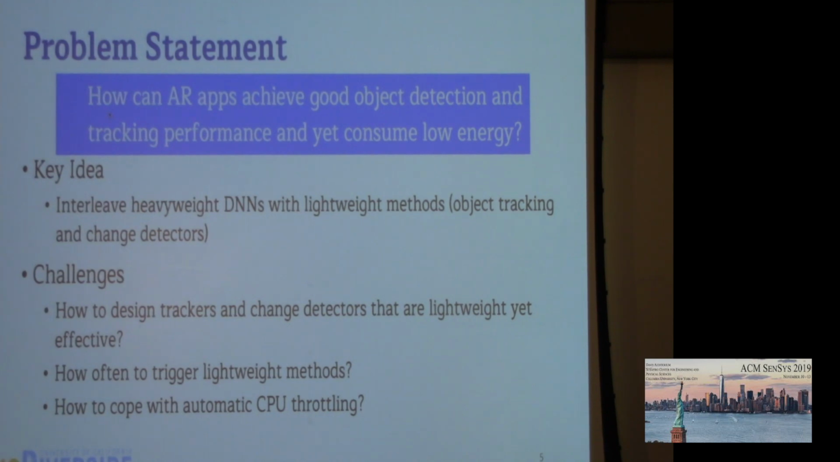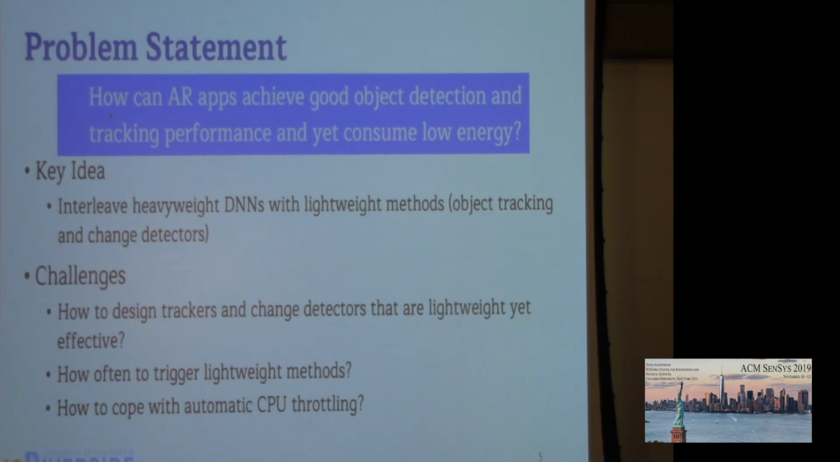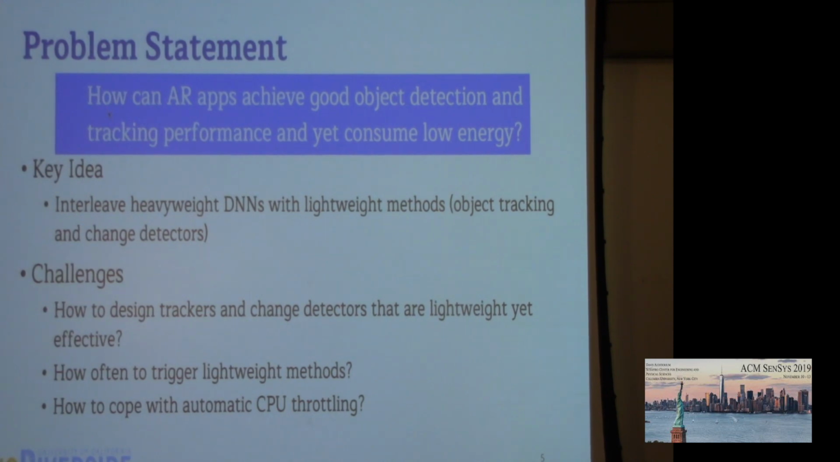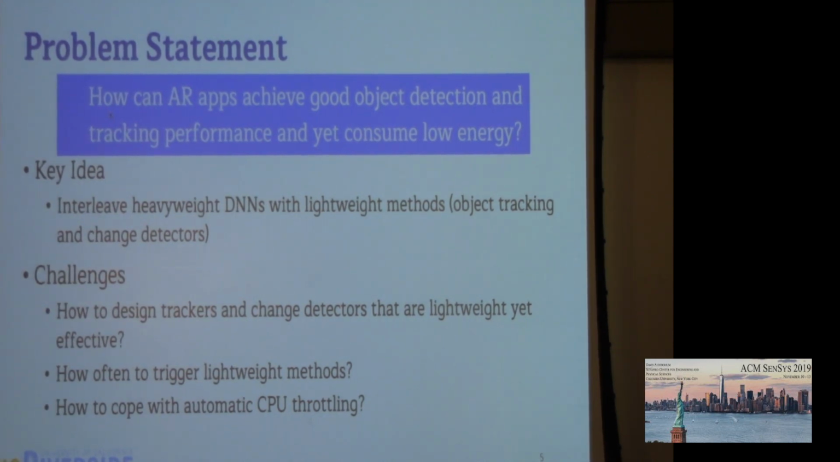So our problem statement is this: how can AR apps achieve good object detection and tracking performance and yet consume low energy? The key idea is that if DNN is heavy, we interleave DNN with lightweight methods, such as object tracking or a change detector. But there are still several challenges based on that idea. How can we design these trackers or change detectors to be effective yet lightweight? How often do we trigger these lightweight methods? We don't know yet. And also, how do we cope with automatic CPU throttling on mobile devices?